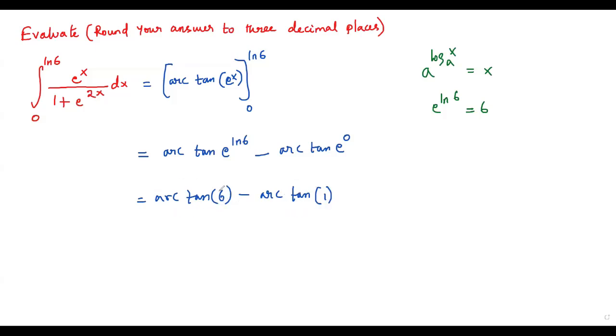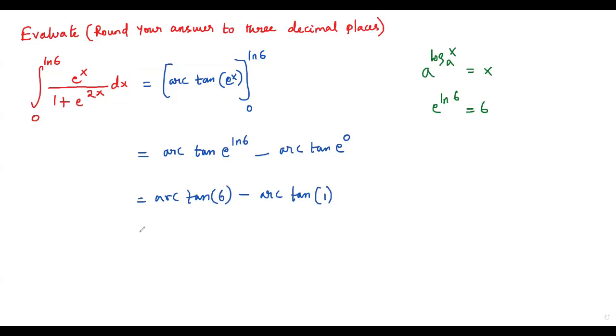When you evaluate inverse trigonometric functions like arc tan 6 and arc tan 1 using a calculator, please make sure that your calculator is in radians mode. By default, the calculator is usually in degree mode. In that case, the result you get will be in degrees. Actually, degree is not a real number, it's a unit of angle measure. But when we evaluate definite integrals, the result has to be a real number. So to get the result of this definite integral as a real number, we have to keep our calculator in radians mode, so that we get the answers in radians. Radian is a real number.